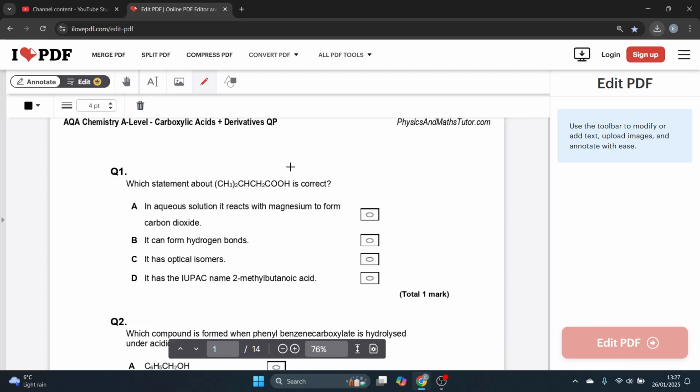Which statement about this is correct? Aqueous solution can react with magnesium to form carbon dioxide. No, it can form hydrogen bonds. Yes, it can. The hydrogen atom can bond to an N, O or F atom.